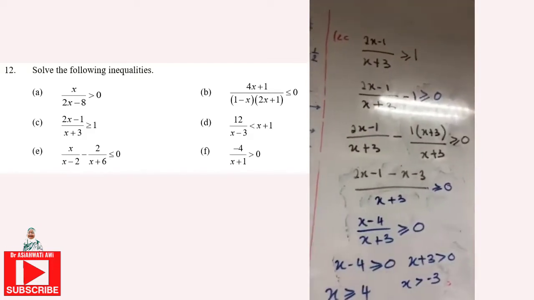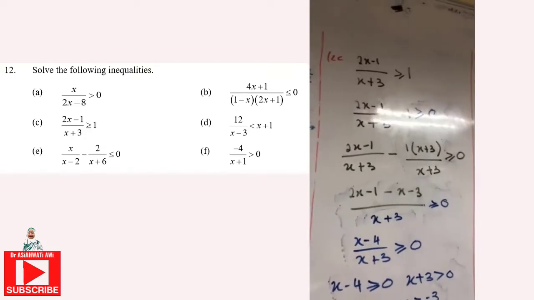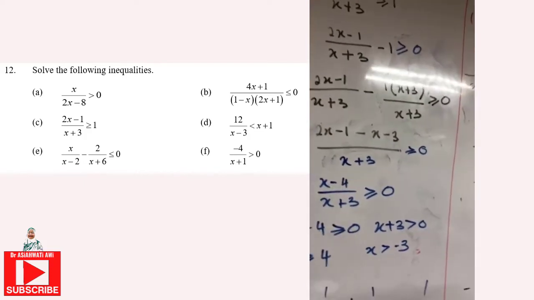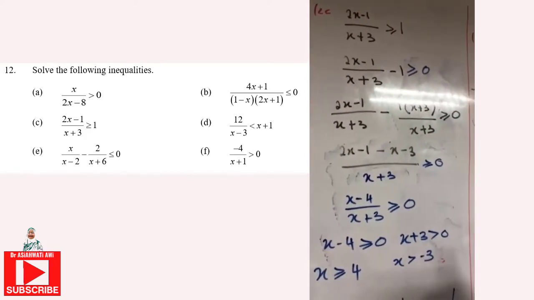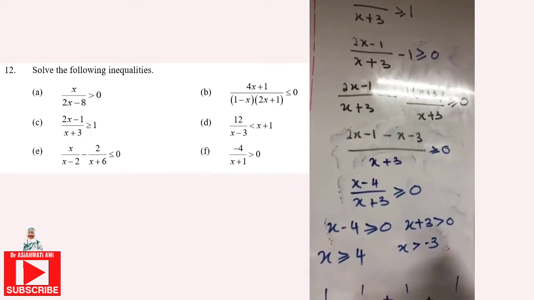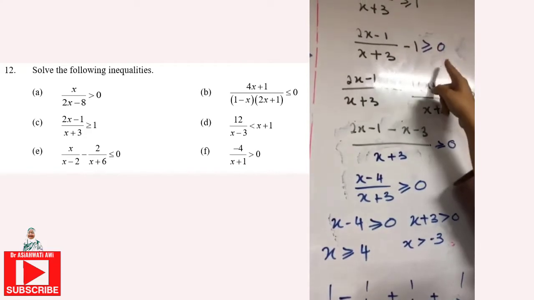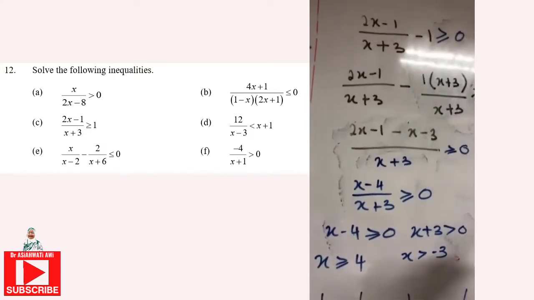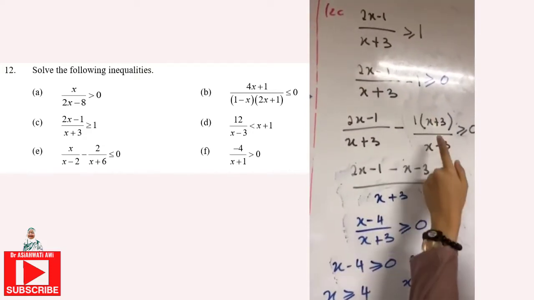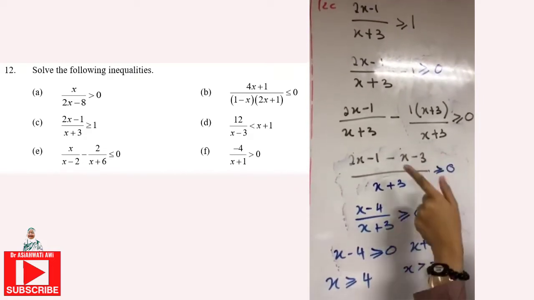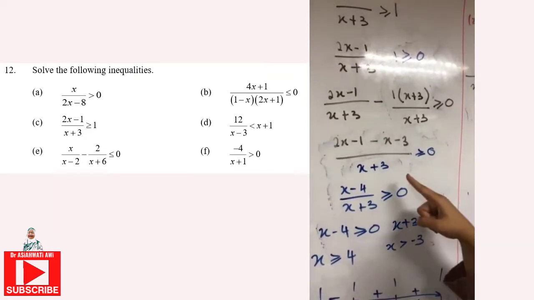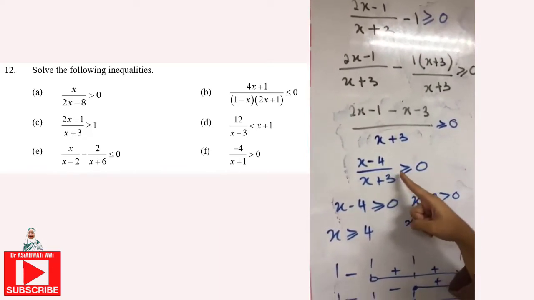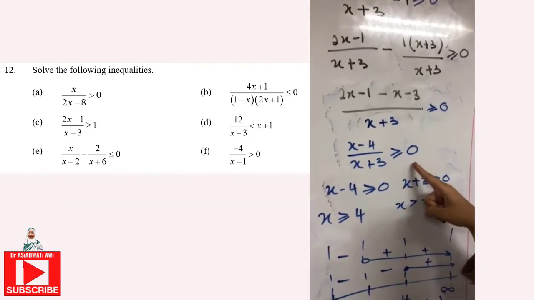So, the question 12C is 2x minus 1 over x plus 3 greater and equals to 1. So, 2x minus 1 over x plus 3 minus 1. We pindahkan 1 here, so it becomes minus lah. And then darabkan, 1 ni darab dengan denominator sebab kita nak samakan denominator dia. Lepas tu darab kita dapat x minus 4 over x plus 3 greater and equals to 0.